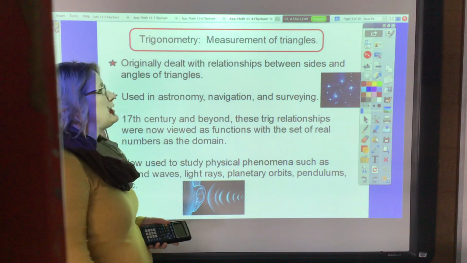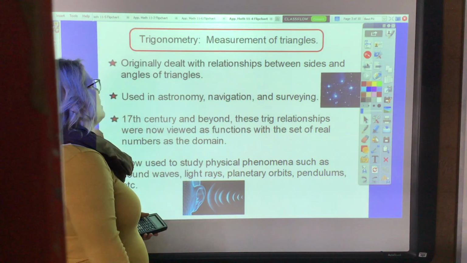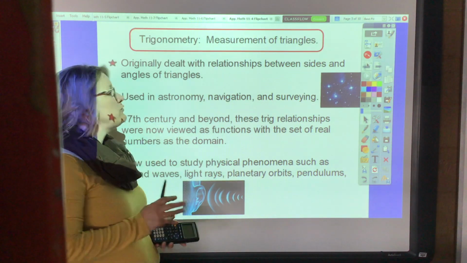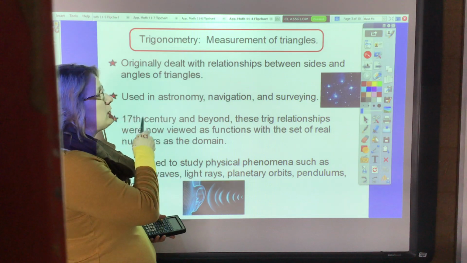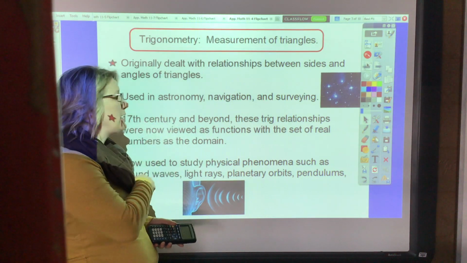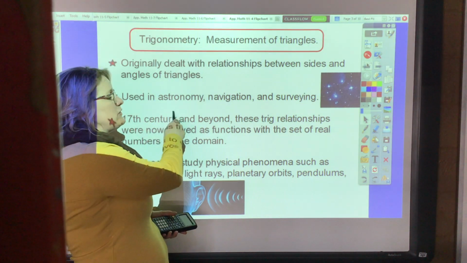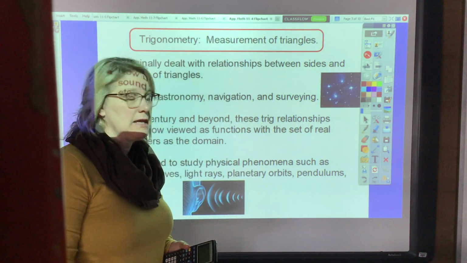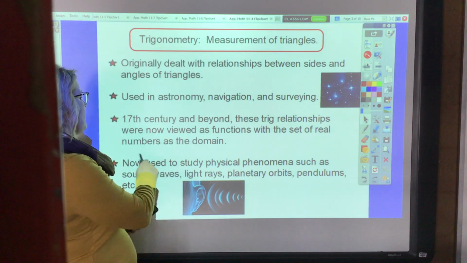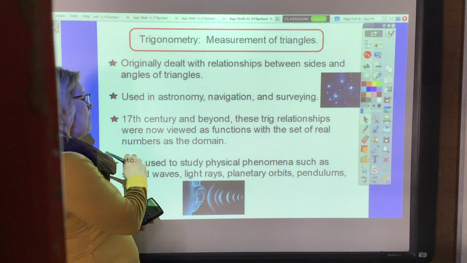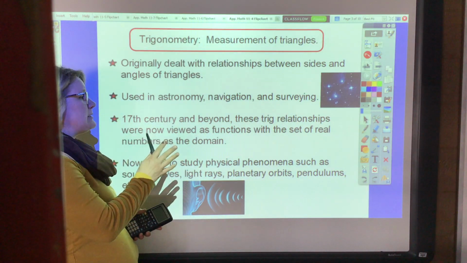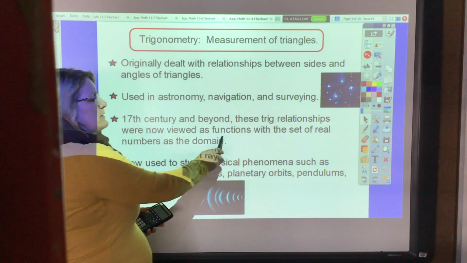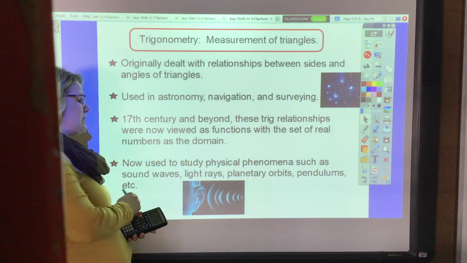What is trig? Trig is a measurement of triangles. Originally, when they developed trig, it was used to deal with the relationships between sides and angles of triangles. It was used in astronomy, navigation, and surveying. Those were the big things back in the days with the old guys. In the 17th century, we kind of started viewing it slightly differently. Now they're used as functions with a set of real numbers as the domain.